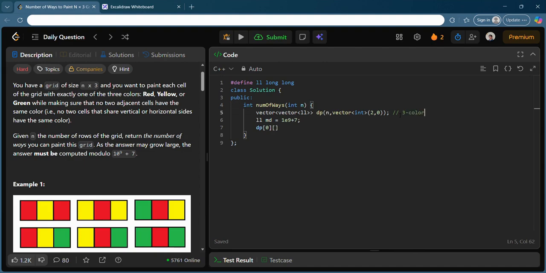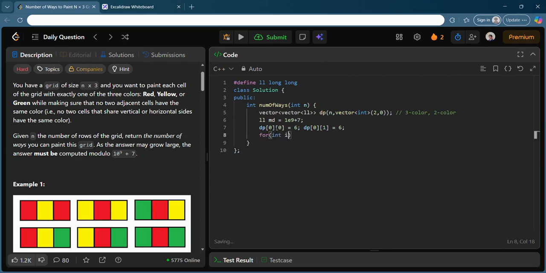The first element is giving me the 3 color, and the second element is giving me the 2 color. So for the first row, for n equals 0, this 3 color combination is nothing but 6, and again for n equals 0, this 2 color combination is nothing but 6. Okay, and now we can derive all of them. So for i equals 1, i less than n, i plus plus, I can derive all of them from my previous values.